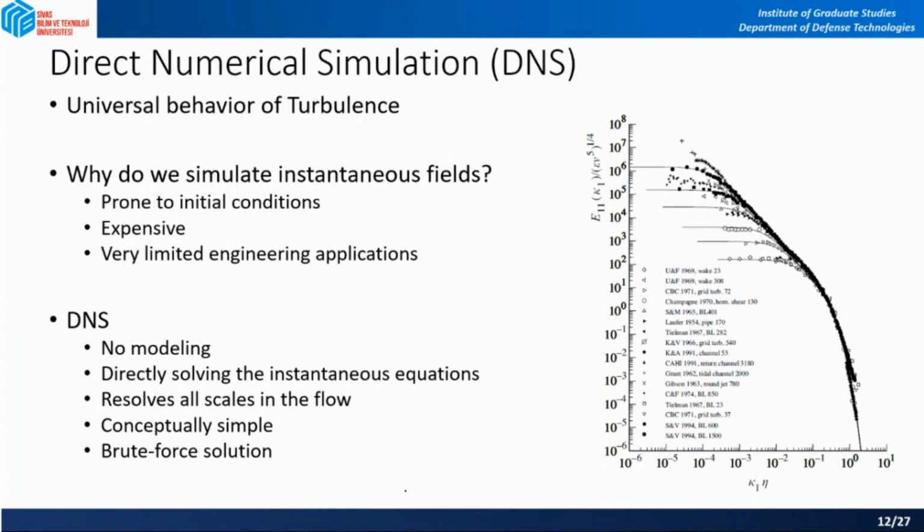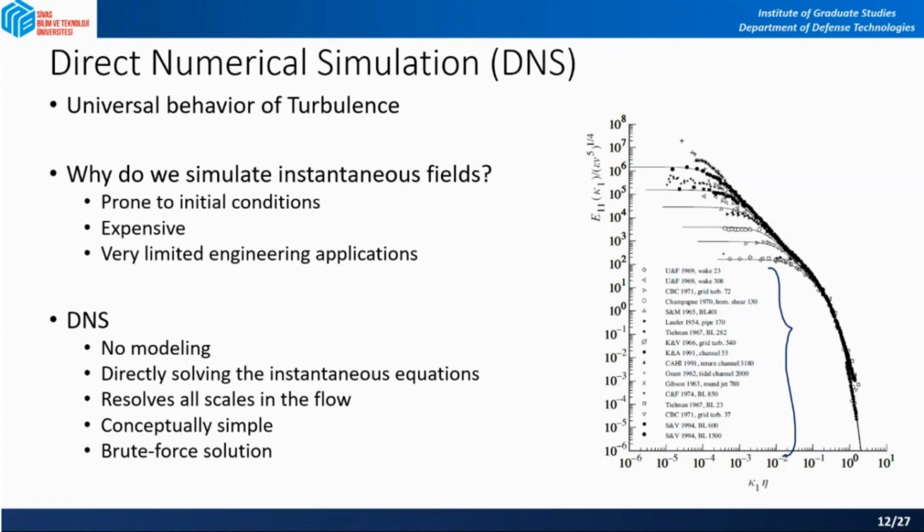And as you remember, all the data that you see in here are different data sets: wake, boundary layer, pipe flow, round jet, even atmospheric boundary layer. And they were taken from, let's say, the 1950s to the 2000s, during these 40, 50 years.